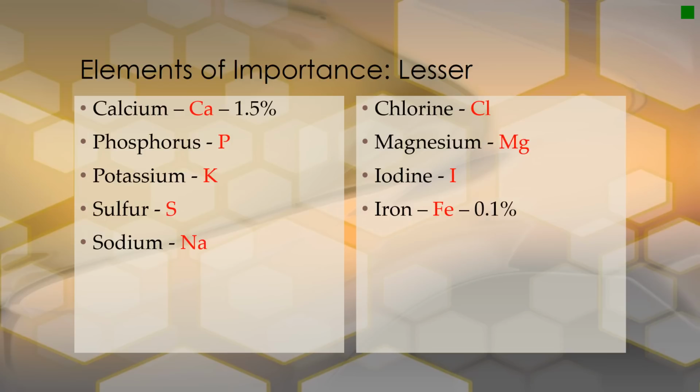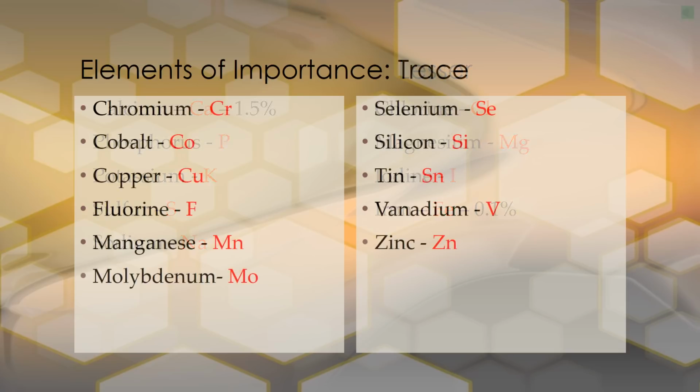Now there's a third group of elements that are just as critical to the human body as the other ones, but they're required in very, very minute amounts. These are called the trace elements. And the trace elements include chromium, cobalt, copper, fluorine, manganese, molybdenum, selenium, silicon, tin, vanadium, and zinc. Now, I'm not listing any concentrations or percentages for each of these, but just understand that they are required for proper functioning in the human body. Oftentimes they're assisting enzyme function, and we'll talk about enzymes later on and the importance of enzymes, but they're required in extremely small amounts.